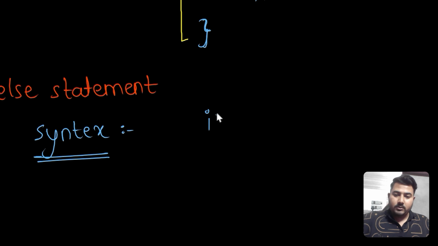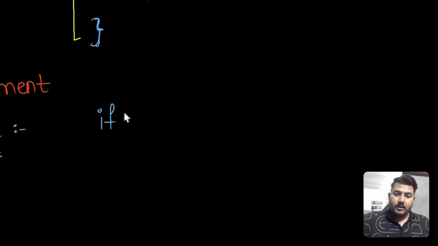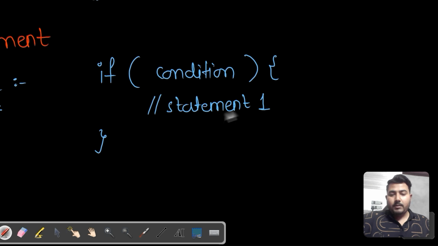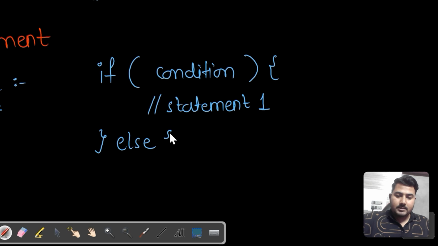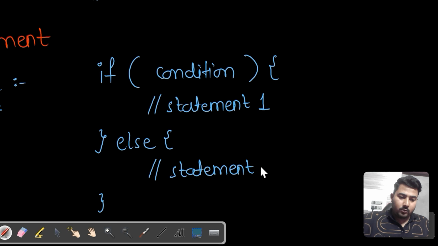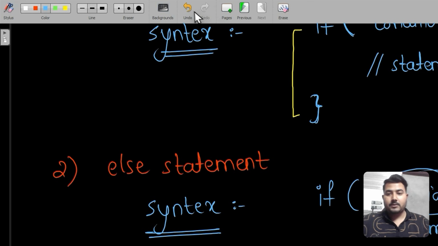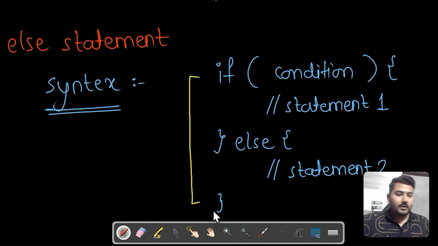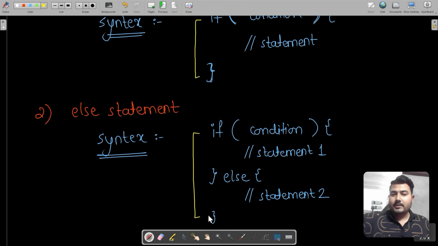Okay, let me just write down the syntax. What it means is, if a particular condition is true, then it will simply execute this statement number 1. But in case this condition is not true, then we can put an else statement here, which will make sure to execute statement number 2 when this condition is not satisfied. In case it is not true, statement 2 will be executed. This is the second syntax that we have.